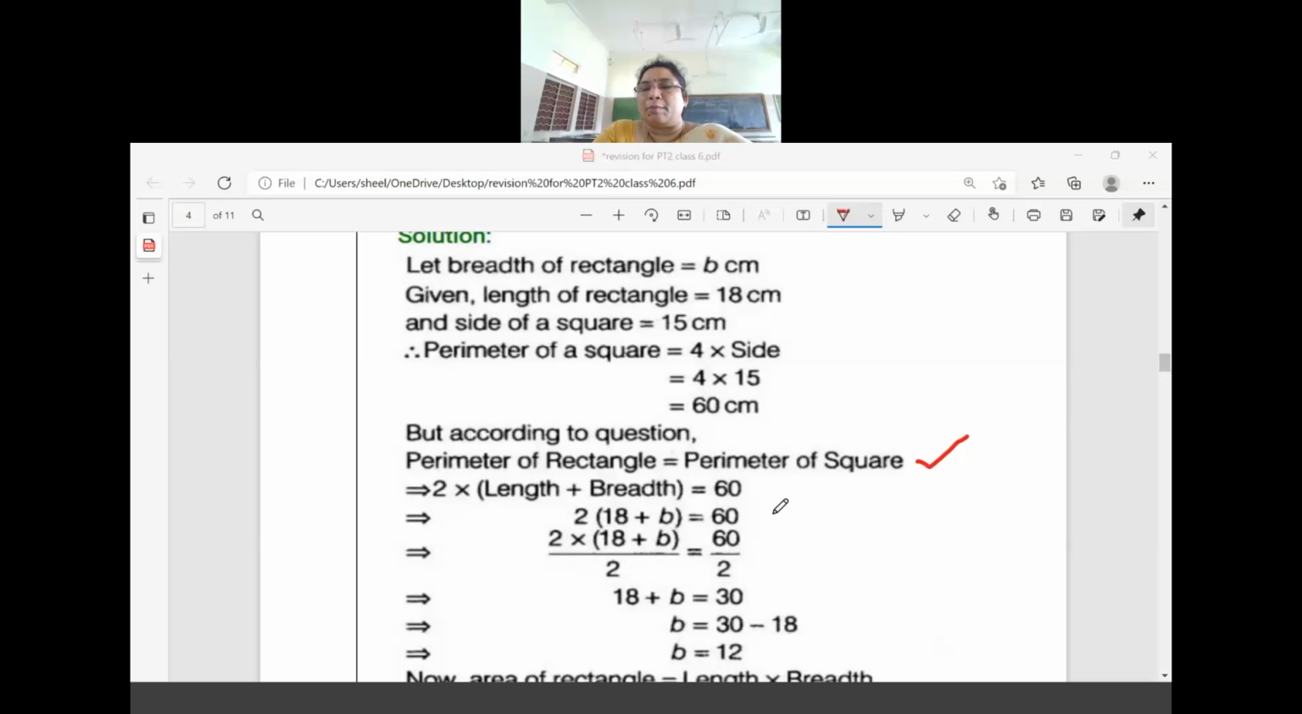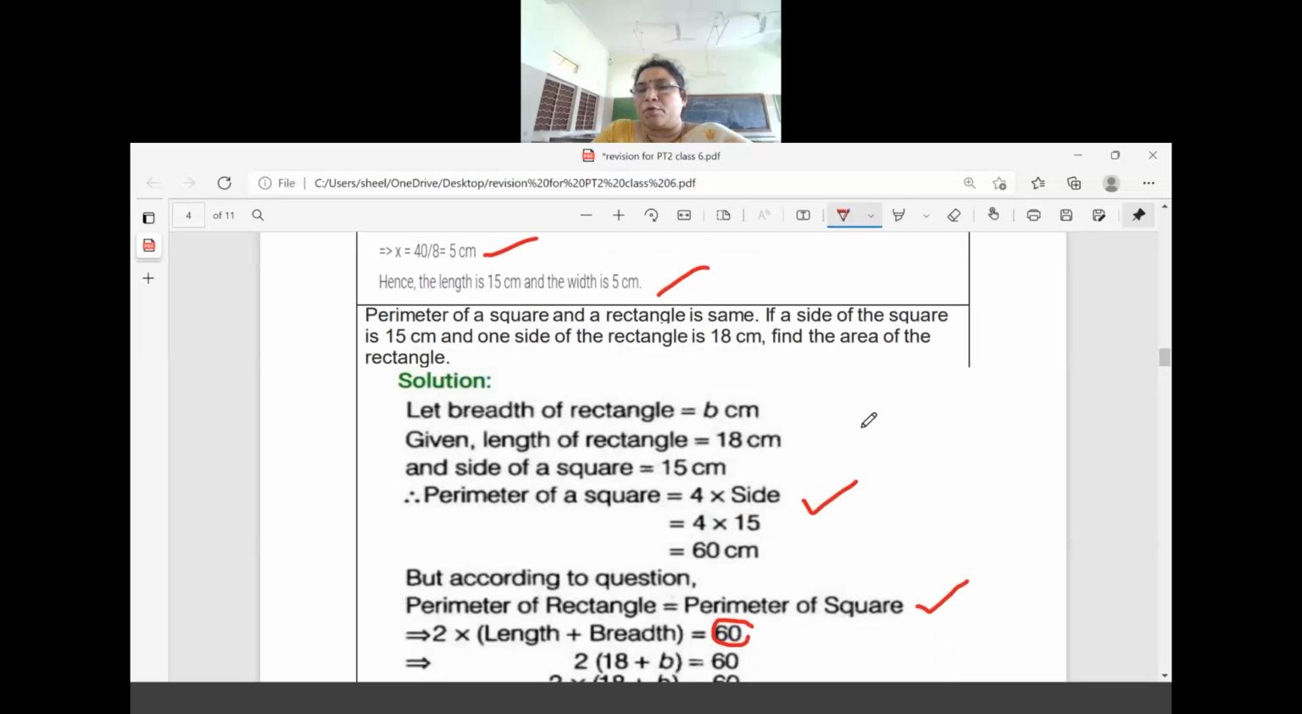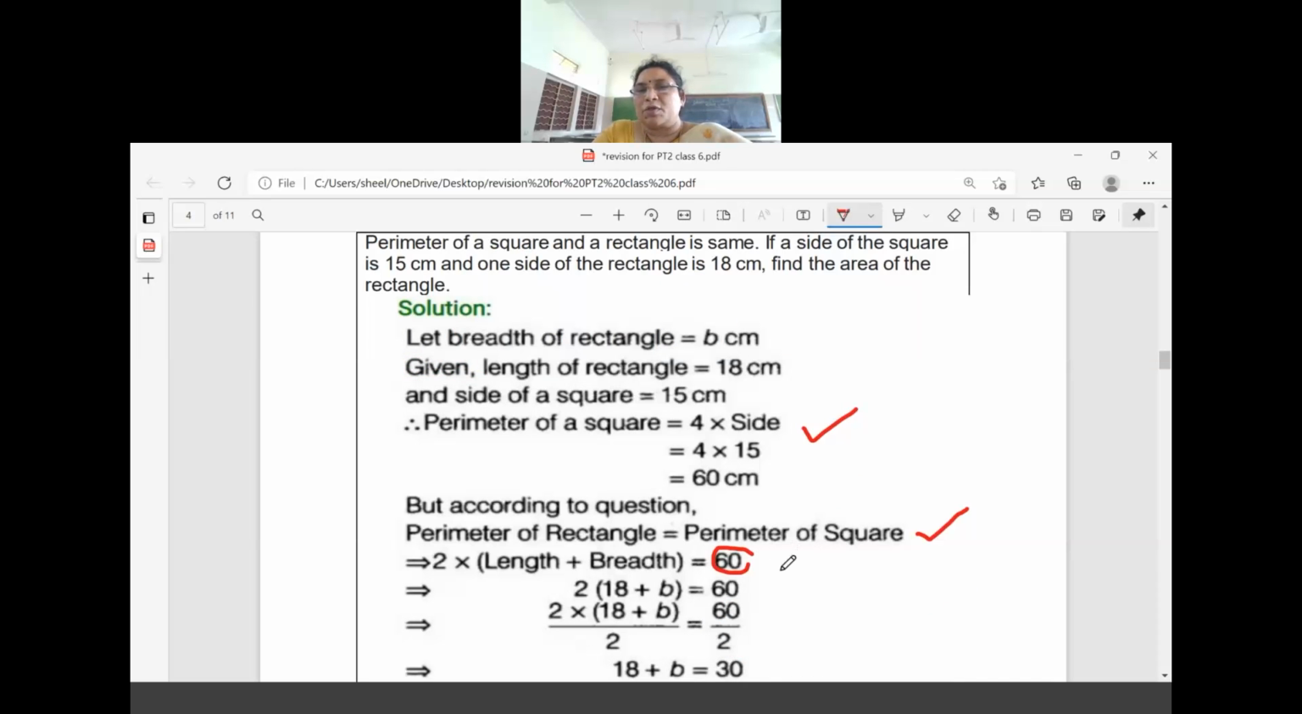How did we get this 60? The perimeter of the square we have to calculate. That is our first step. How can we calculate? 4 into the side of the square. 4 into the side of the square means 4 into 15. It is equal to 60. That we are equating here.